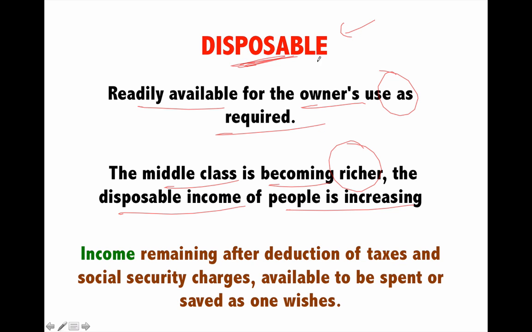What is disposable income? The income after tax that is ready for you to use is your disposable income. So income remaining after deduction of taxes and social security charges that is available to be spent or saved as one wishes is your disposable income.